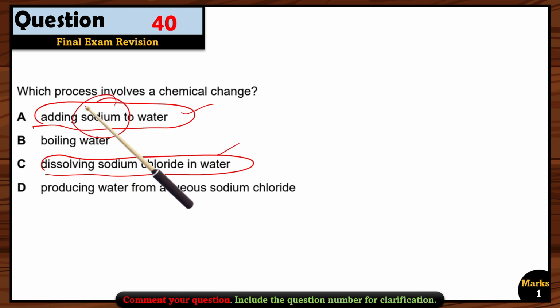This is sodium metal, and metals don't dissolve in water, they actually react with water and form a new compound. So adding sodium to water is a chemical change. Adding sodium chloride to water is a physical change. But sodium in water is a chemical change. So that's why option A is the right option.